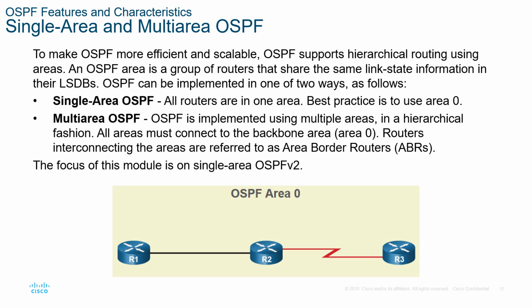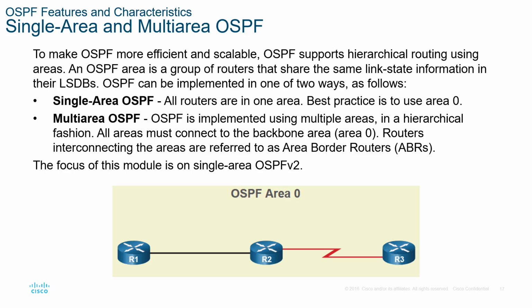Now, to make OSPF more efficient and scalable, there's hierarchical routing using areas. We can have a generic single area OSPF, being area 0. We can also have multi-area OSPF, which is implemented using multiple areas in a hierarchical fashion. All areas must connect back to the backbone, called area 0. Routers interconnecting the areas are referred to as area border routers, ABRs.